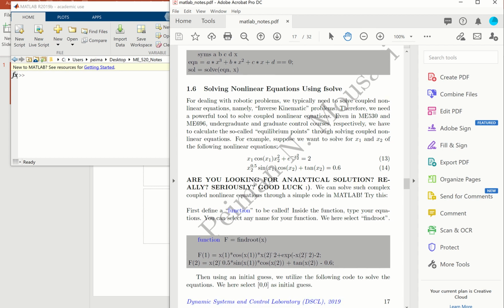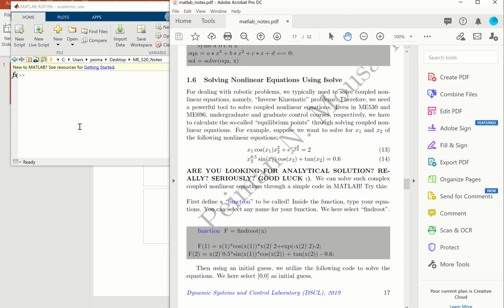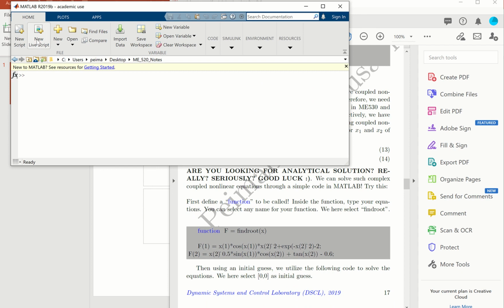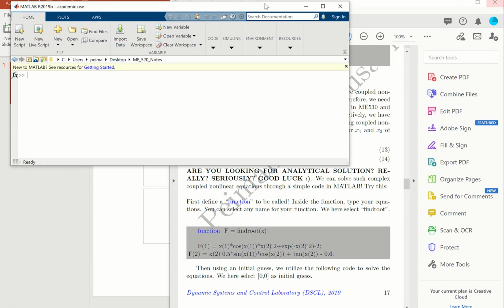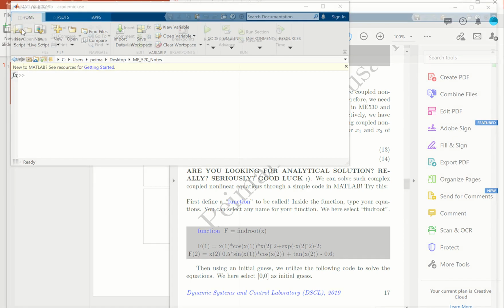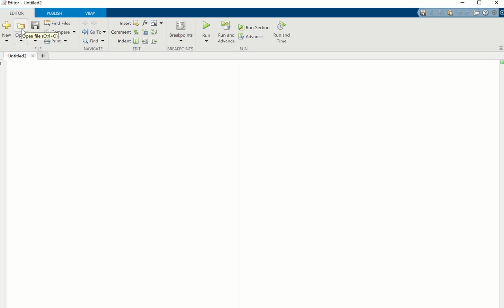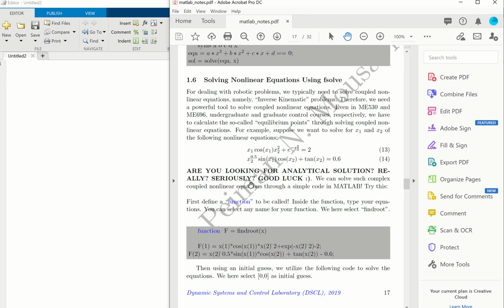Now how are we going to do that? First of all, you have to open MATLAB. Now we're starting coding in MATLAB, solving nonlinear equations. So by pushing this new script, you open an M file. Let me bring it up here. Now, how are we going to do that?